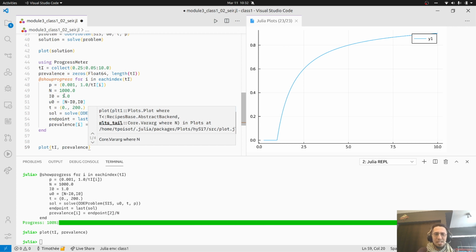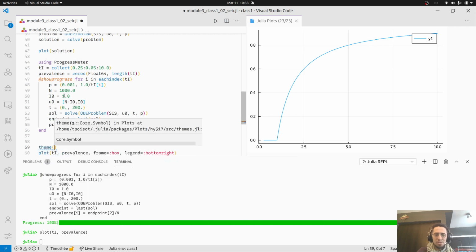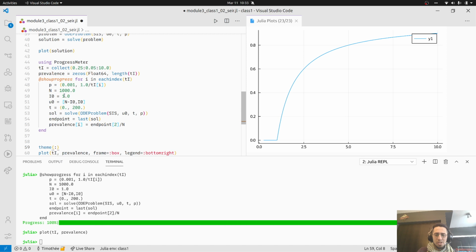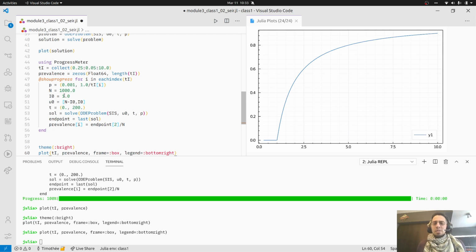Let's take a minute to appreciate this plot. Let's move the legend to the bottom right, and let's also change the theme so that we see what's up. Okay. Right. So there's an interesting thing going on here.